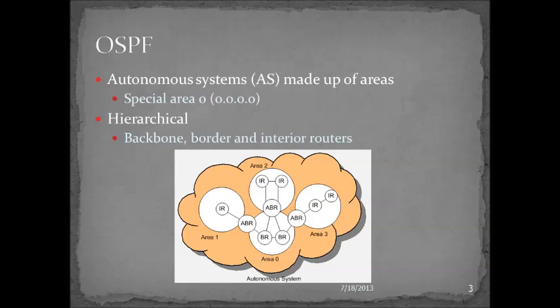So there's a couple of flavors of routers here that we're talking about. We have interior routers, we have border routers, and then we have backbone routers. Backbone routers and the backbone area is the special area 0.